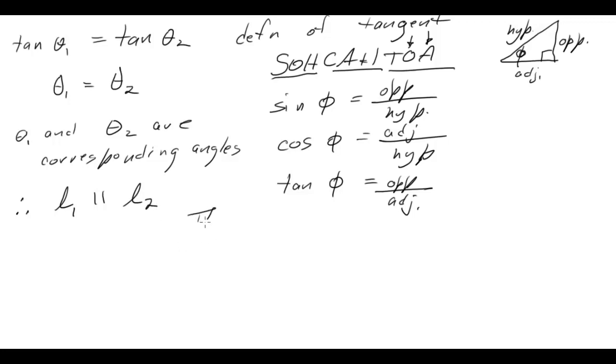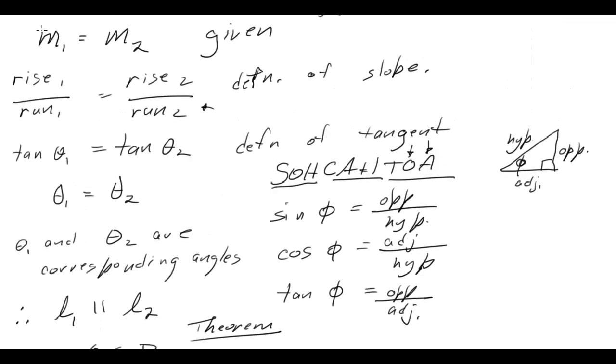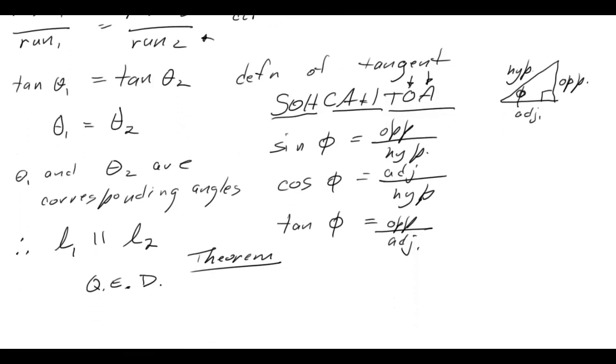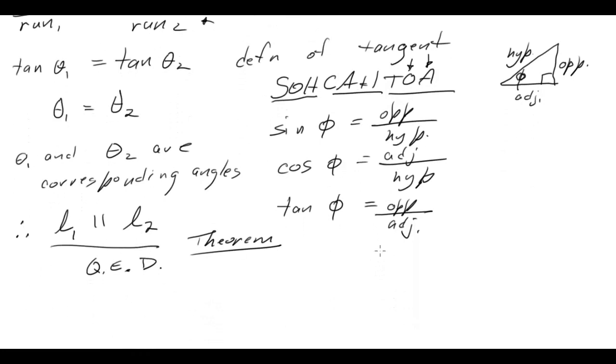Why? Well, this is an old theorem from geometry. So we can stop here with the notation QED, quod erat demonstrandum, which is Latin for what we wanted to show. So what we wanted to show is that if the two slopes are equal, then the lines are parallel.